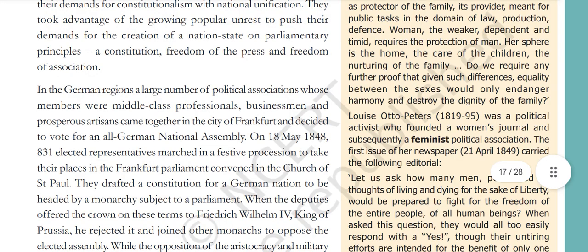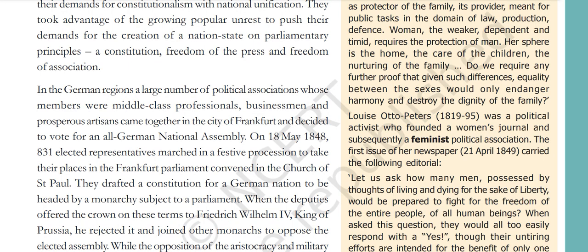In the German regions, a large number of political associations whose members were middle-class professionals, businessmen, and prosperous artisans came together in the city of Frankfurt and decided to vote for an all-German National Assembly. On 18 May 1848, 831 elected representatives marched in a festive procession to take their places in the Frankfurt Parliament, convened in the Church of St. Paul. They drafted a constitution for a German nation to be headed by a monarchy subject to a parliament.